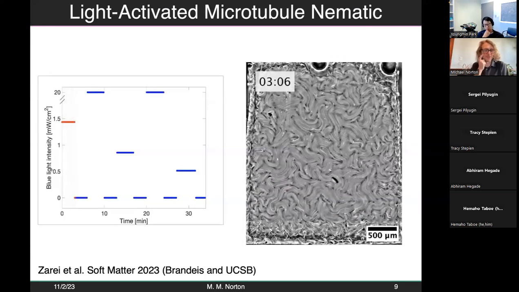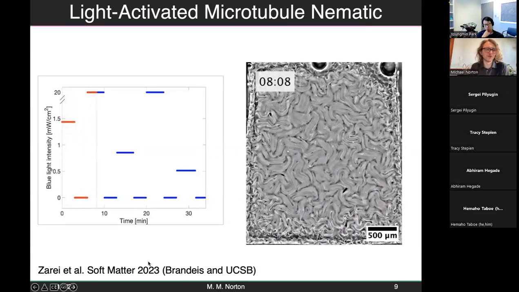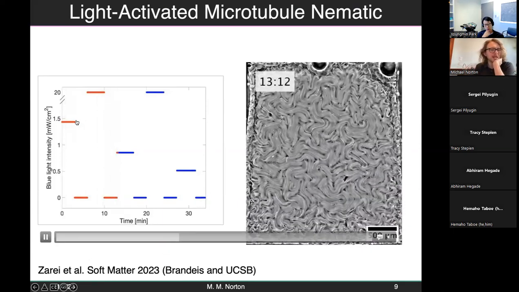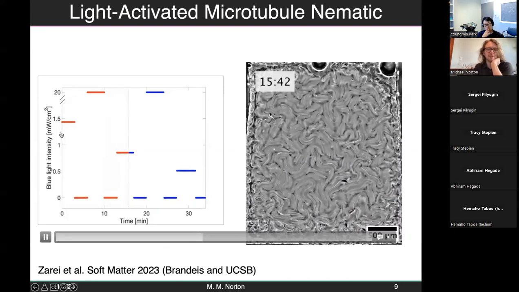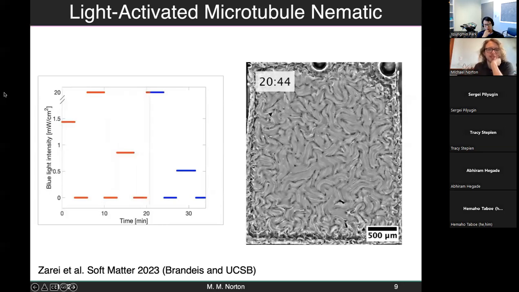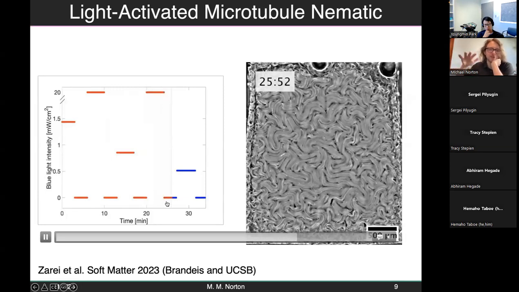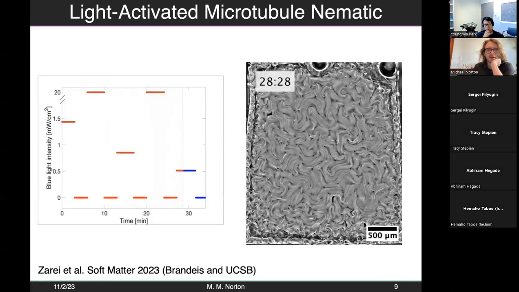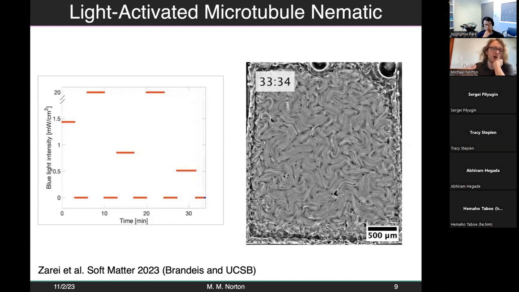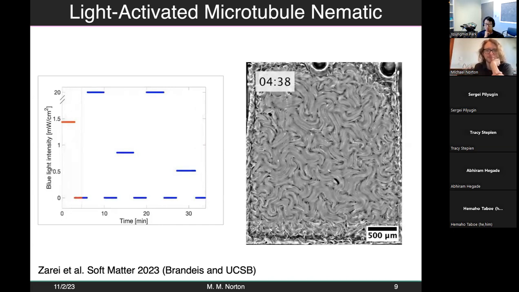Okay, and here's an example of that working with the active nematic. These are experiments done by Zara, a recently graduated student from the Brandeis physics department. On the left is the light being applied to the sample, the light level. You can see that when there is no light being applied, the system essentially is frozen, and it begins to move again once some light is being applied. The velocity of the system is related to the amount of light that's being applied.